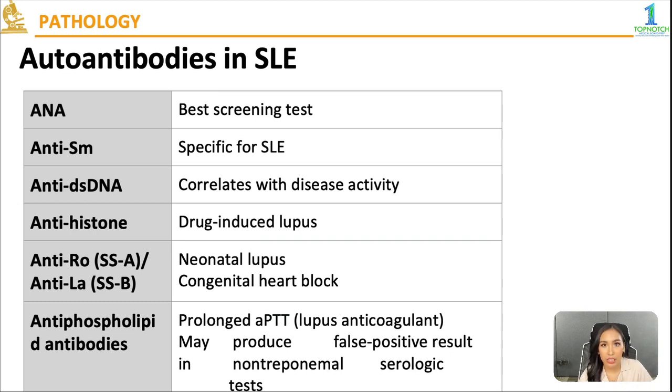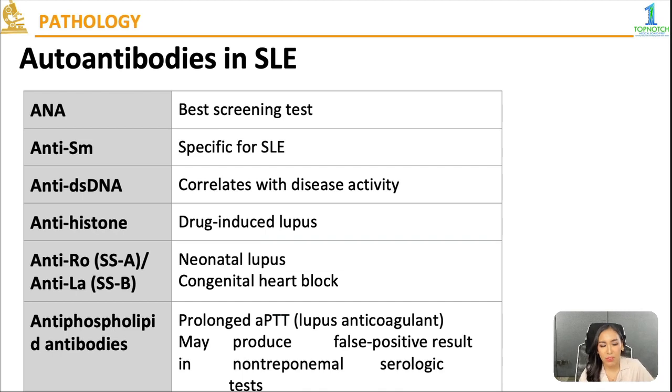ANA is the best screening test. Anti-Sm is specific for SLE. Anti-dsDNA correlates with disease activity. Antihistone is associated with drug-induced lupus. Anti-Ro and anti-La are associated with neonatal lupus and congenital heart block. While antiphospholipid antibodies, also called the lupus anticoagulant, may produce false positive results in non-treponemal serological tests, yung for syphilis.